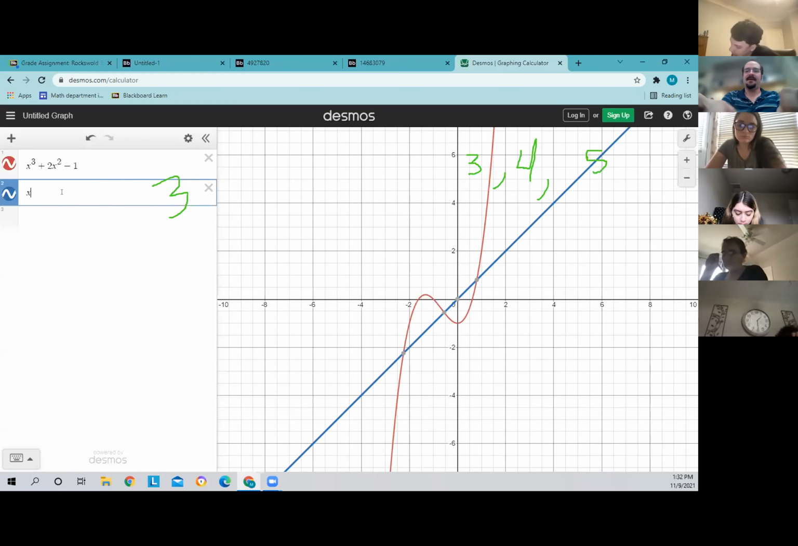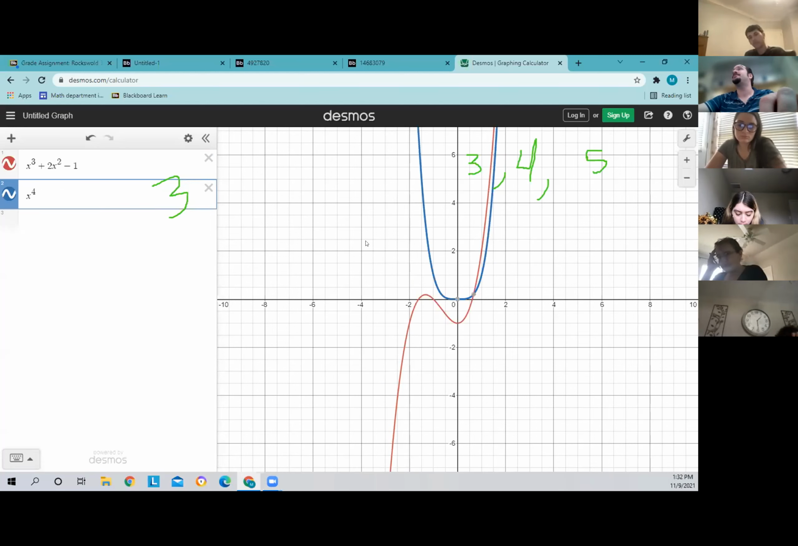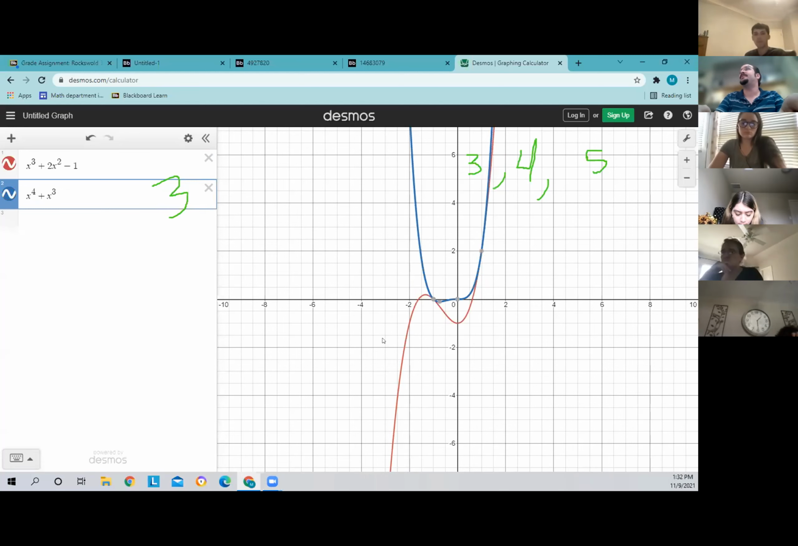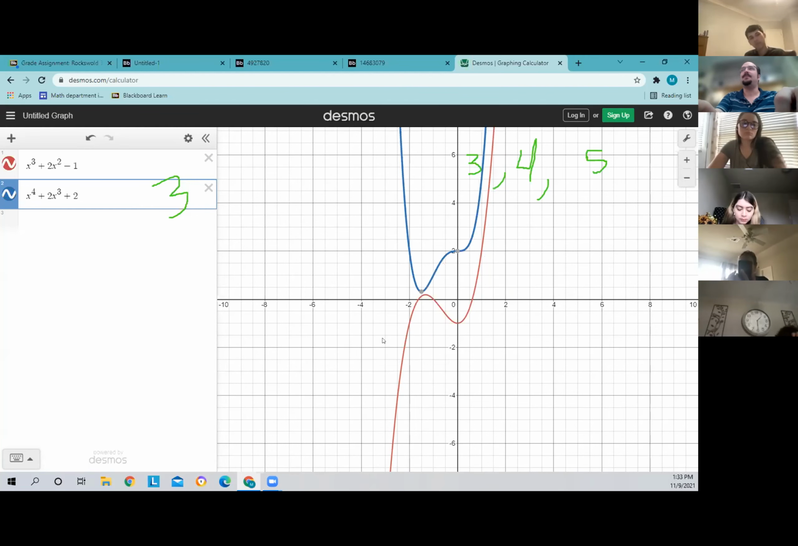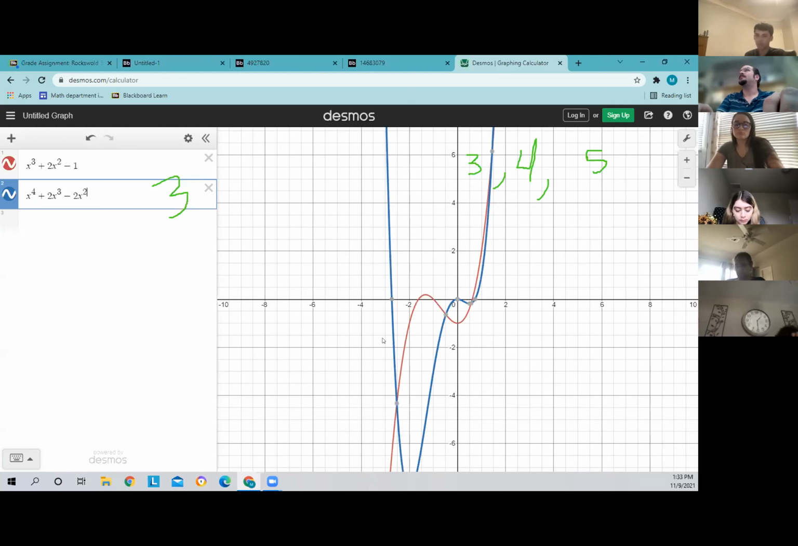Same thing with my x to the 4th, right? My x to the 4th just looks like that parabola. But when I start adding things like x to the 3rd to it, let's do maybe 2 of them, it starts adding squigglies to it basically. So when I start adding my smaller degree variables, that's where the squiggles come in. Extremely technical math term called the squiggles.